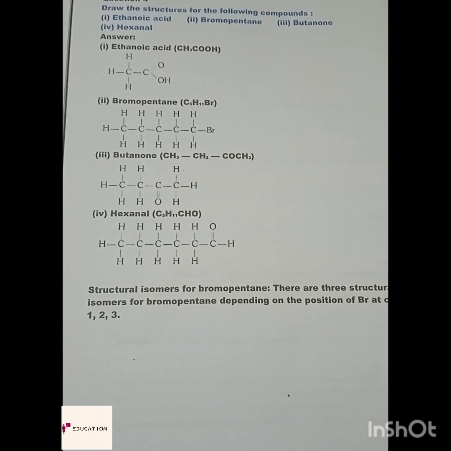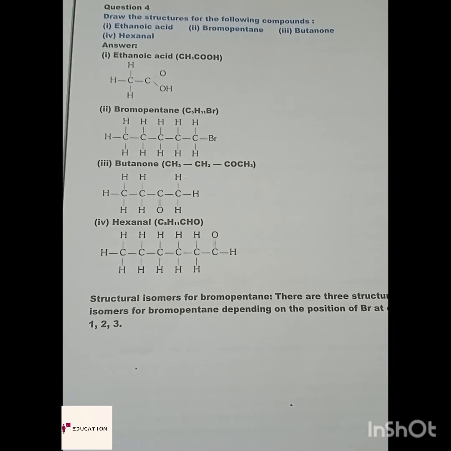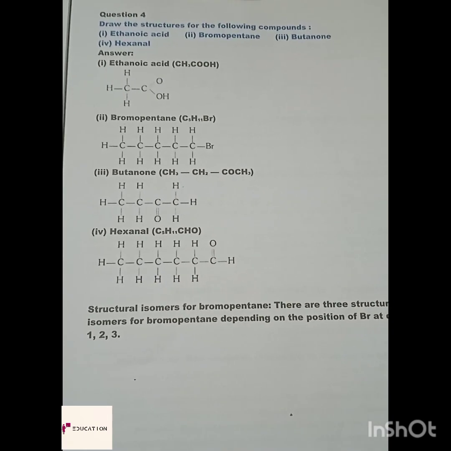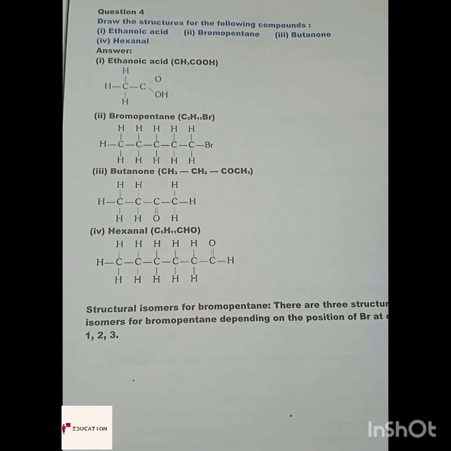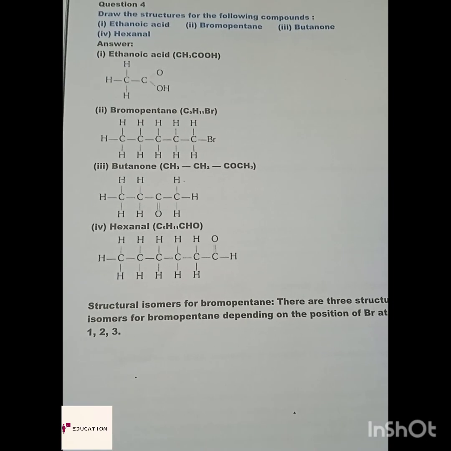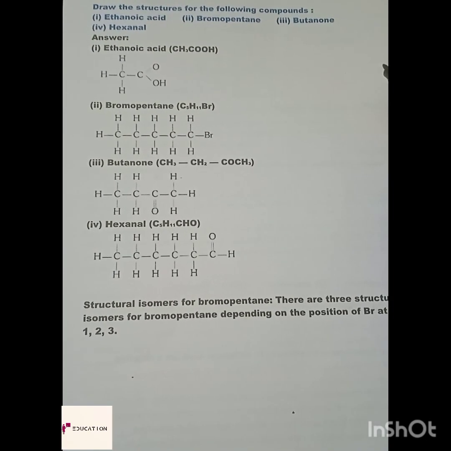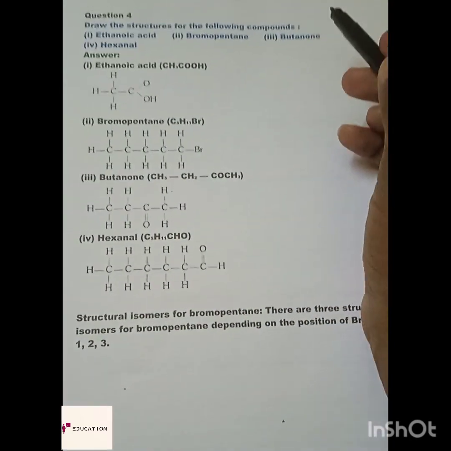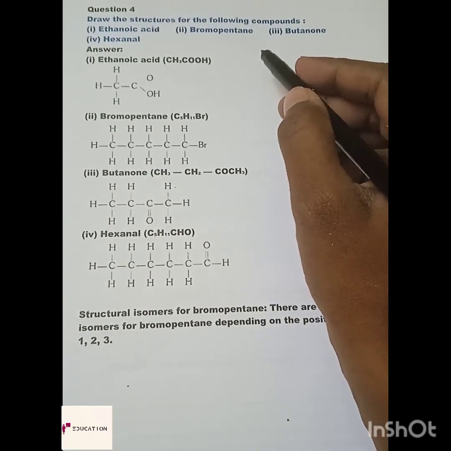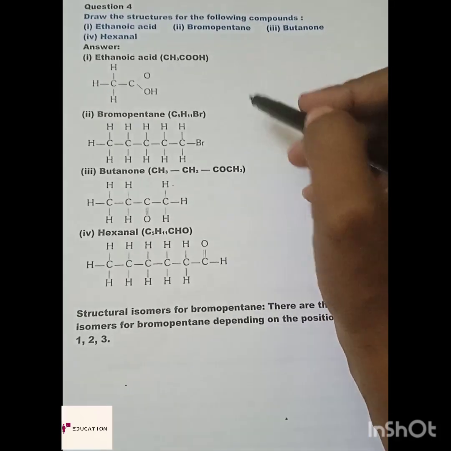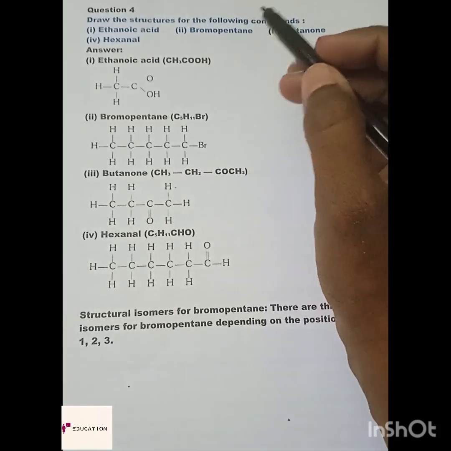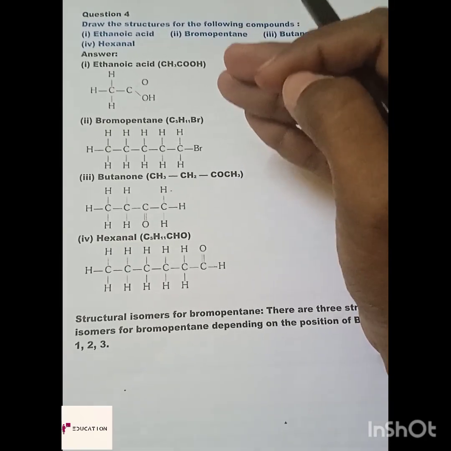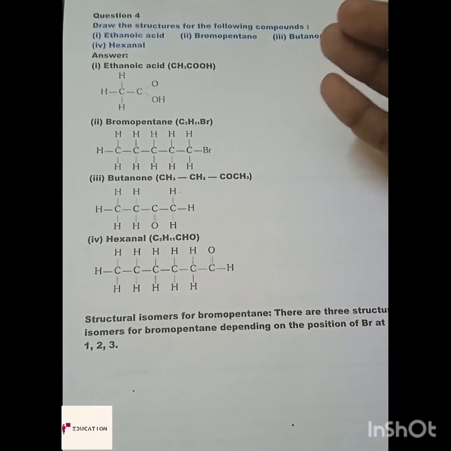Hello students. So we have discussed 5 questions already. So the next question, draw the structures for the following compounds. So how to draw the structure? The first one is ethanoic acid. So we know the alkanes: first one is methane, second ethane, third propane, 4 butane, 5 pentane, 6 hexane.